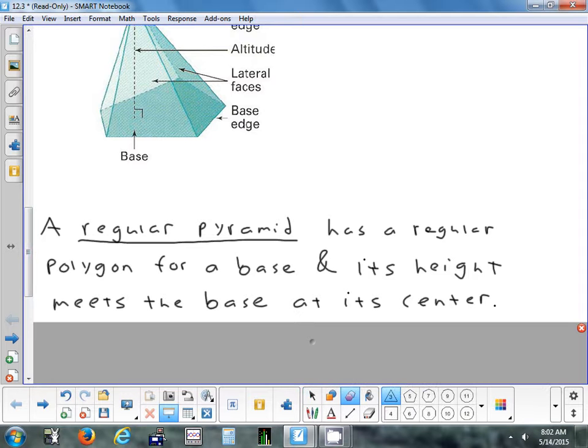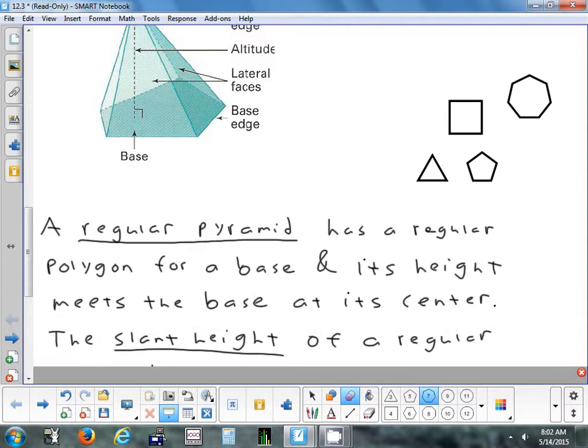Okay, so any of these shapes, well, these are all your regular polygons. Different numbers of sides. All the sides are congruent. All the angles are congruent. Okay, any question on that? So a regular pyramid has a regular polygon for the base, and the height meets right at the center.